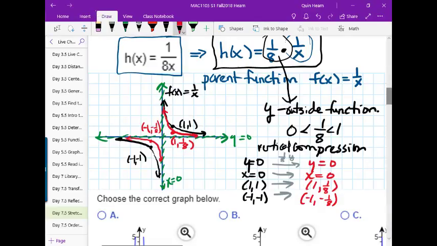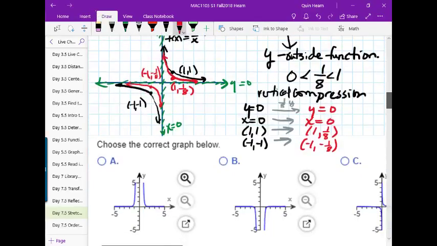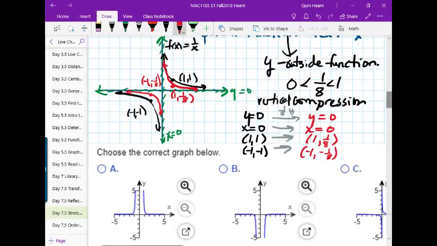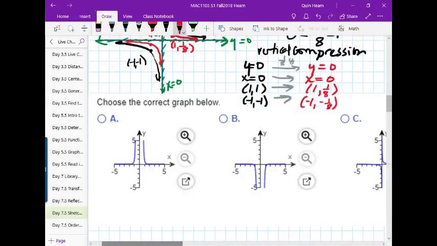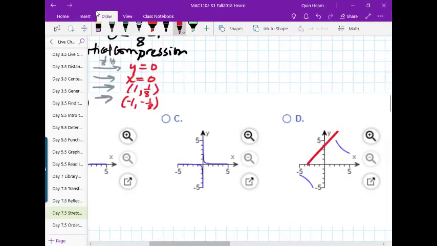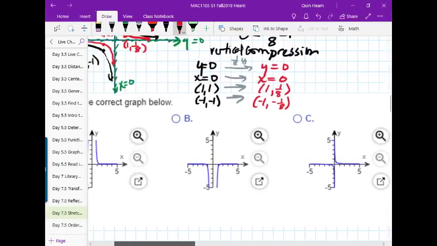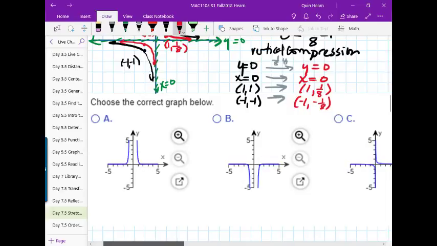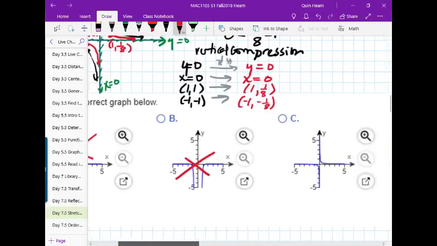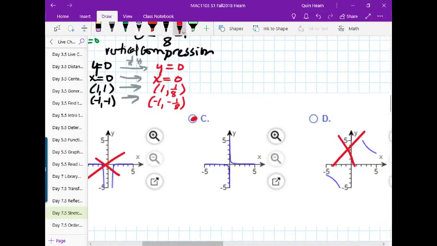Okay, so in my math lab, if you had to select the appropriate graph, definitely D is out. Oh, yeah, it can't be this one or this one because they're both on the same side of the axis. The reciprocal function, you have half on each side. So it's got to be C here.